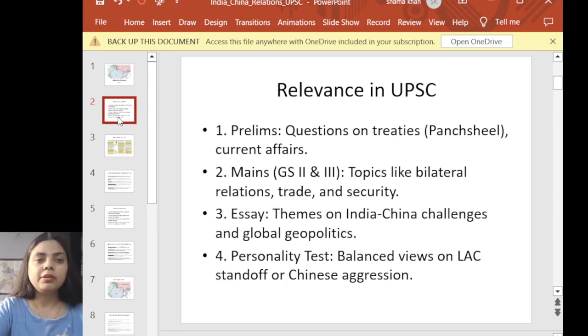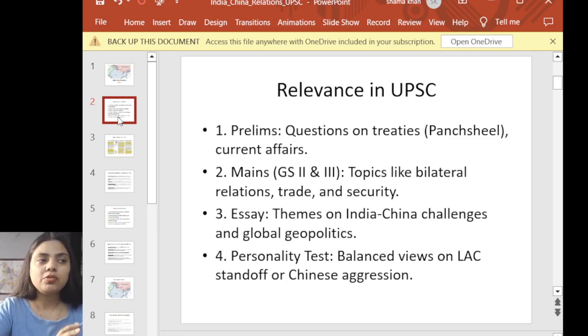If I connect this topic with our prelims syllabus, a question has been asked on treaties like the Panchsheel Agreement, which was signed in the year 1954, and there were 5 points on which India and China agreed in order to solve their territorial dispute. What were the 5 points? Let's have a quick recap.